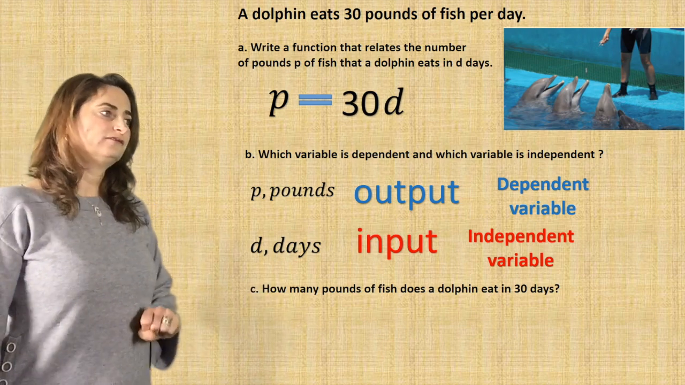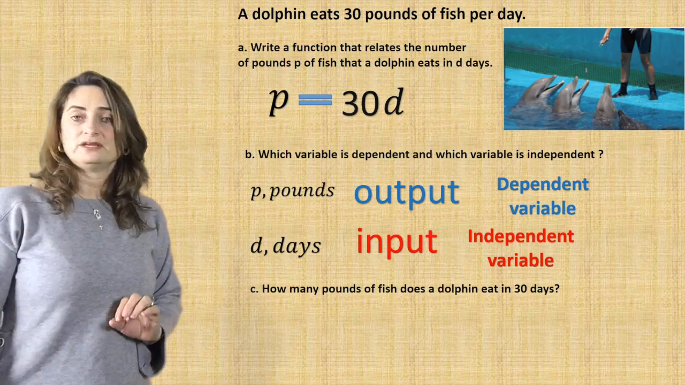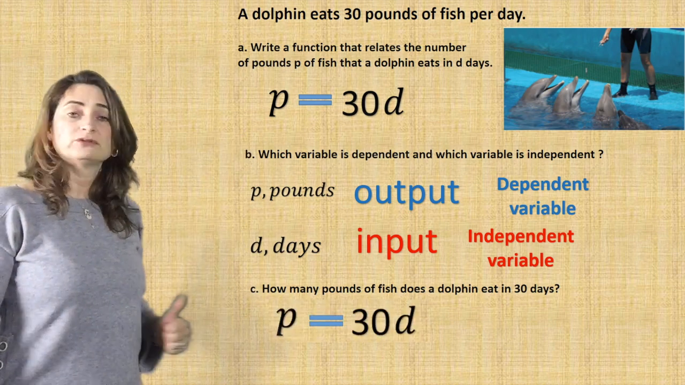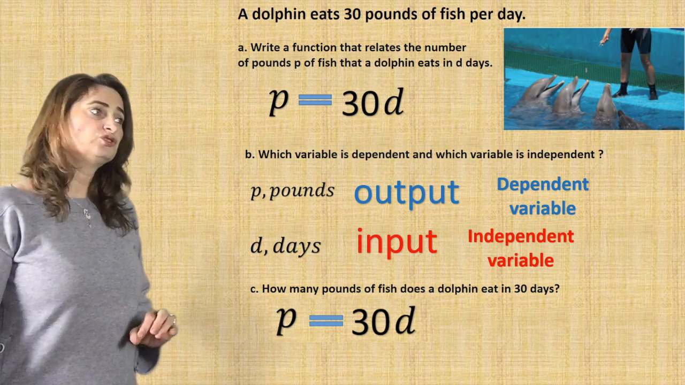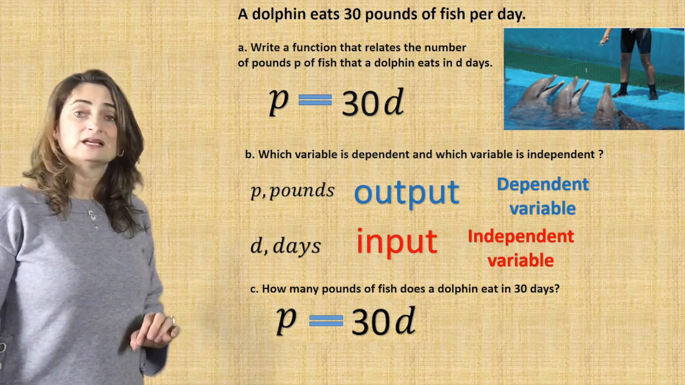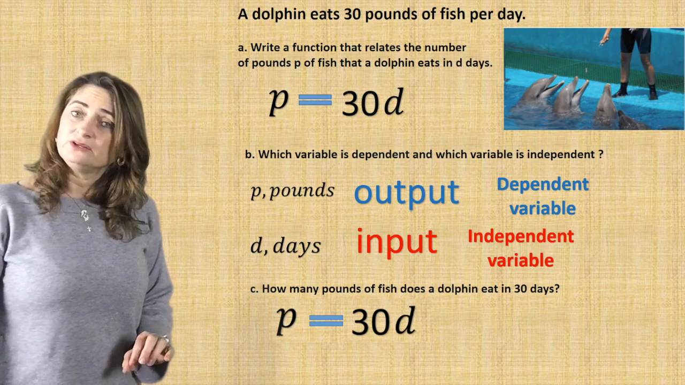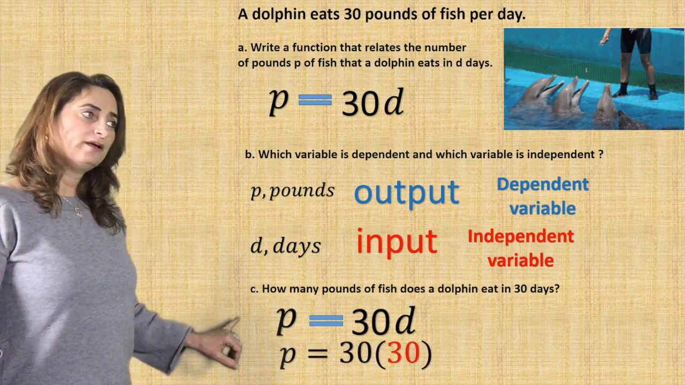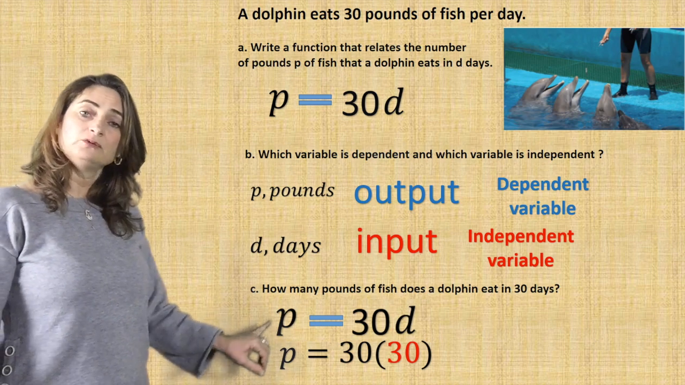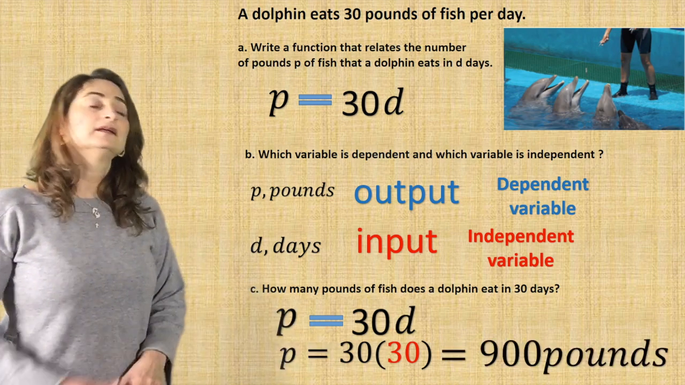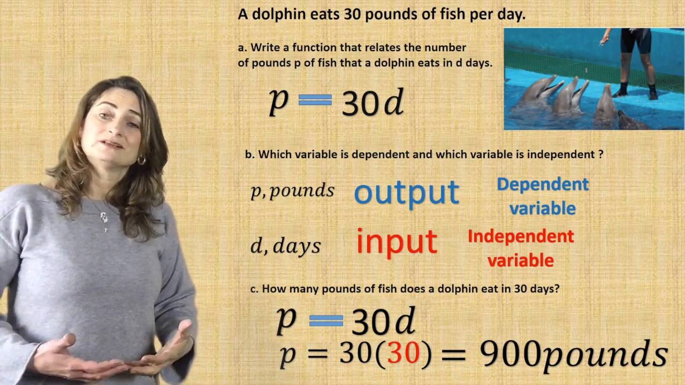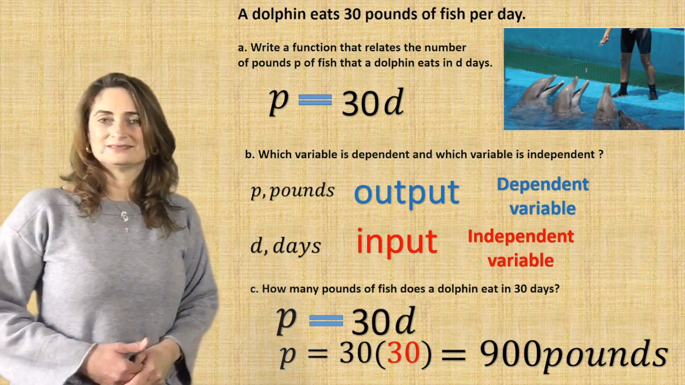How many pounds of fish does a dolphin eat in 30 days? Now I can use the function that I already wrote down, P equals 30D. Since they've given you the number of days, replace the D with 30, and we find the number of pounds. So P equals 30 times 30, which is 900 pounds. So the dolphin will eat 900 pounds in 30 days.